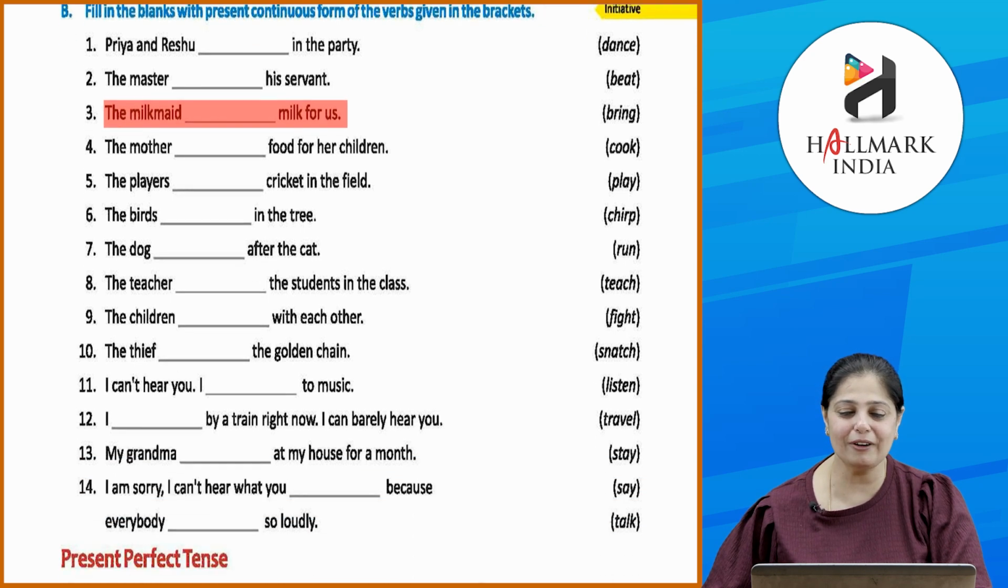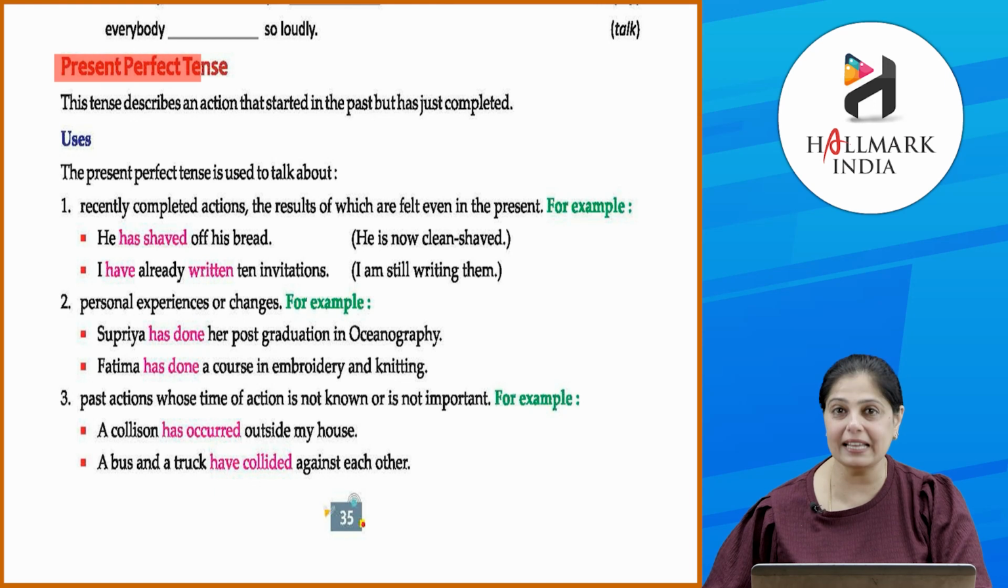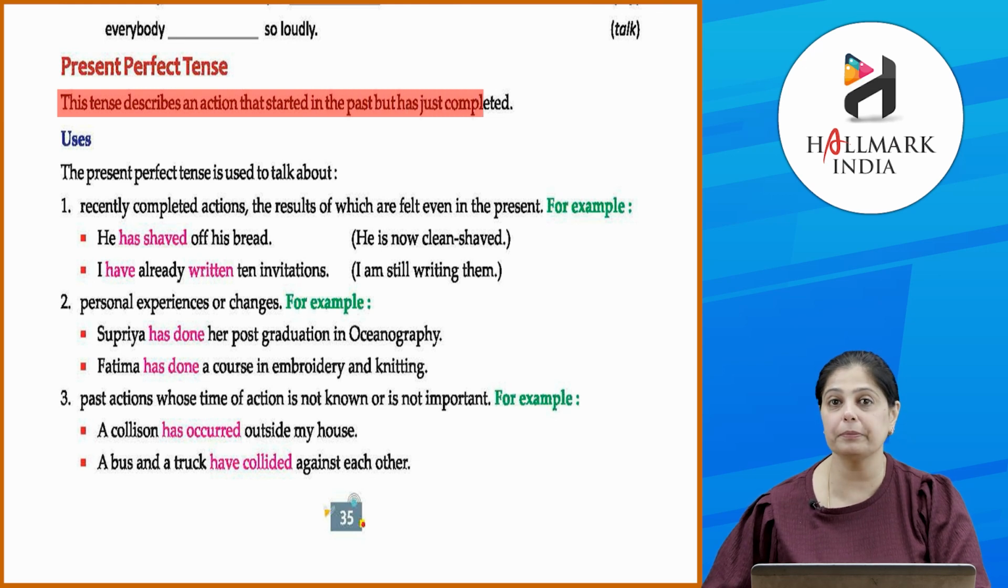Okay, children? So now next one. Present perfect tense. Okay, this tense describes an action that started in the past but has just completed.